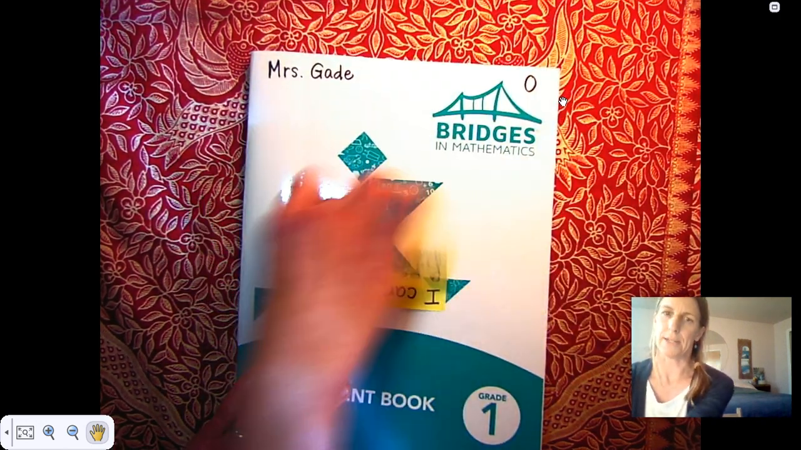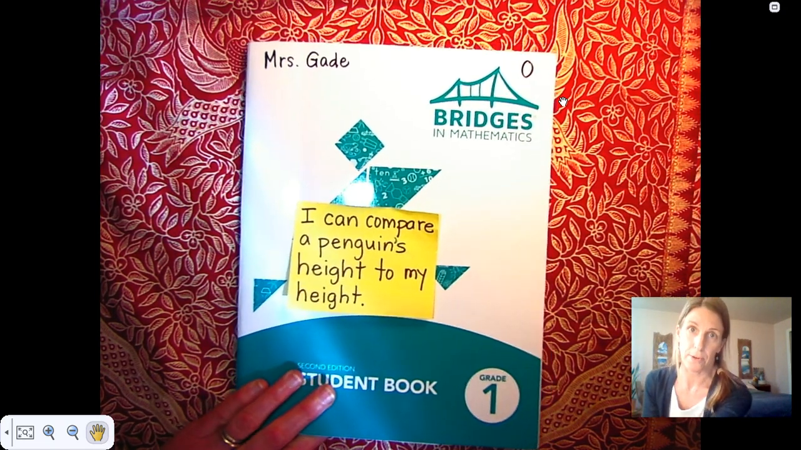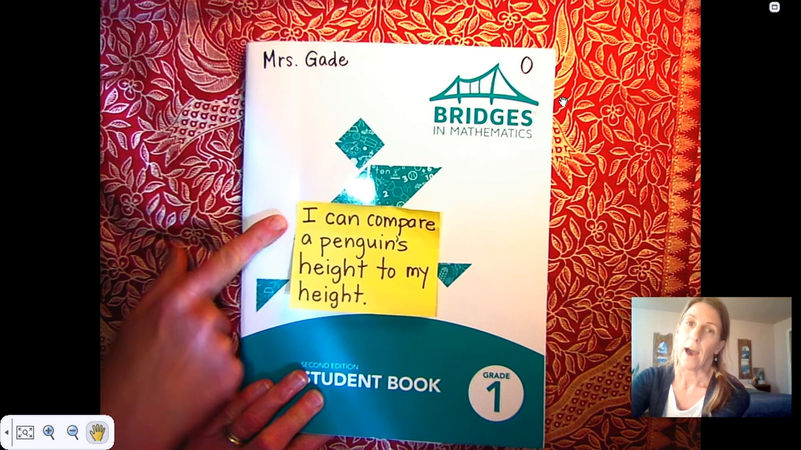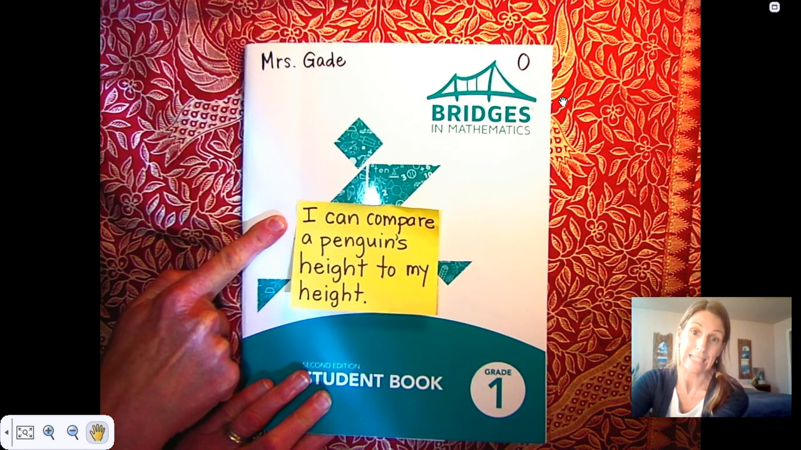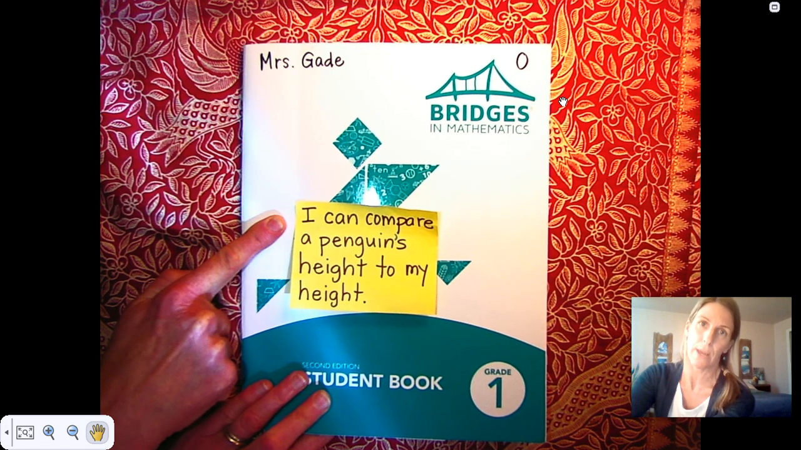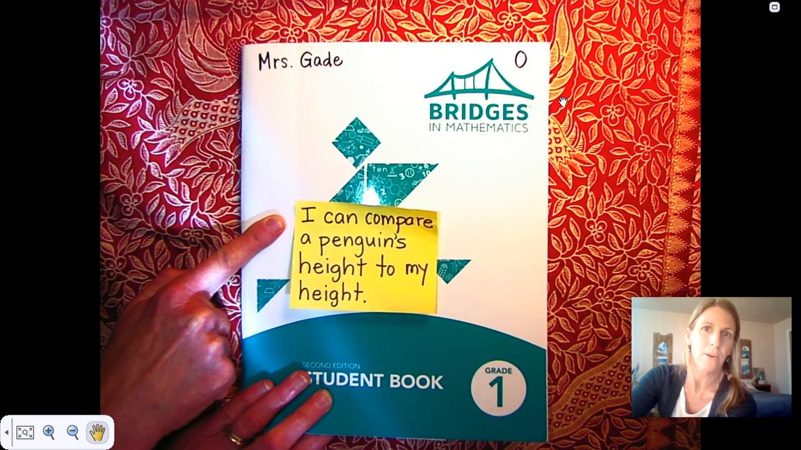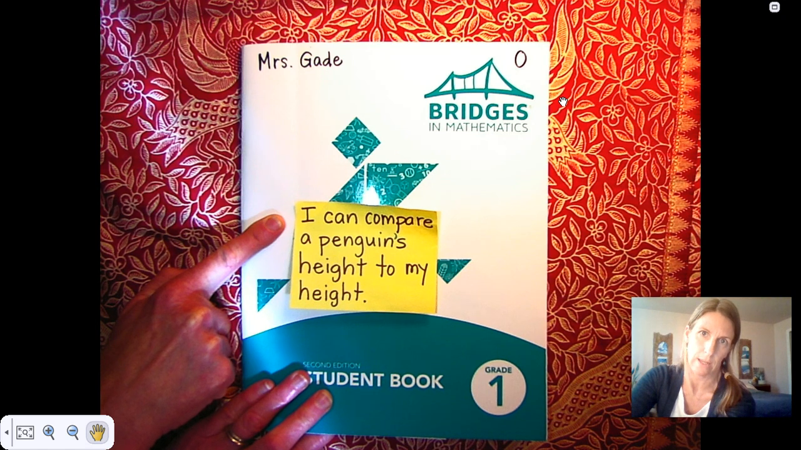Today's I can statement is upside down. Let's fix it. All right, we've had this statement before. Here it is again. I can compare a penguin's height to my height. So we are comparing again. We've done a page like this last week, but this week we're going to be using the little blue penguin and the emperor penguin's height.